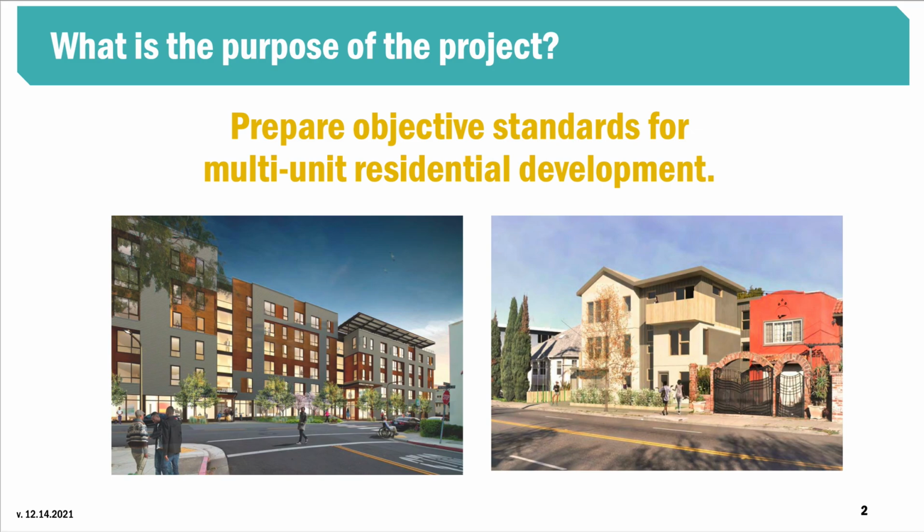The purpose of this project is to prepare objective standards for new multi-unit residential development in Berkeley. An objective standard is a type of development regulation where the city can verify project compliance without needing to exercise any personal or subjective judgment. Objective standards are often quantifiable or measurable and are available and knowable to a project applicant before submitting an application.